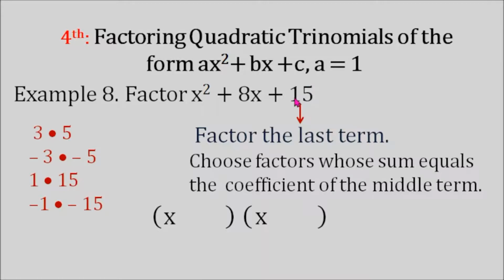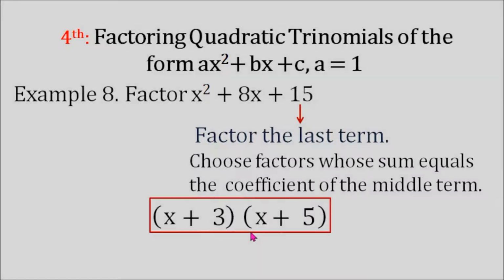So the factors of 15 are 3 times 5, negative 3 times negative 5, 1 times 15, negative 1 times negative 15. And which of these factors will give us the sum of 8? So it's 3 and 5. So that means plus 3 and plus 5. So this is our answer, the quantity x plus 3 times the quantity x plus 5.